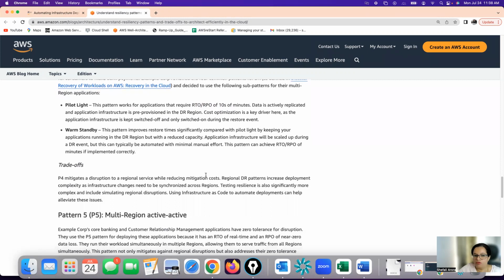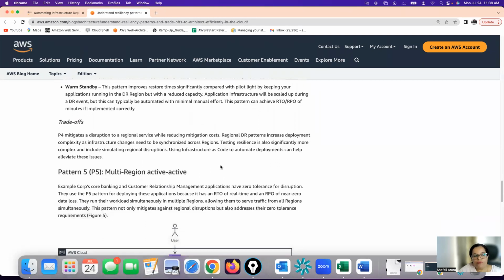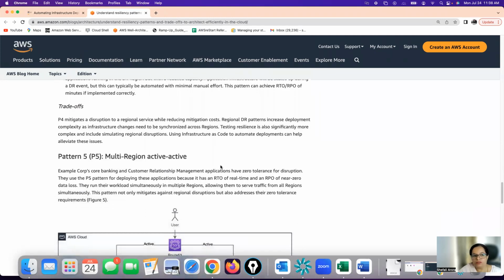So of course, this pattern can achieve RTO, RPO of minutes if implemented correctly. If we talk about the trade-offs of this P4 pattern, of course, it mitigates disruption to a regional service while reducing the mitigation cost. But again, we have a significant increase in the cost as well.